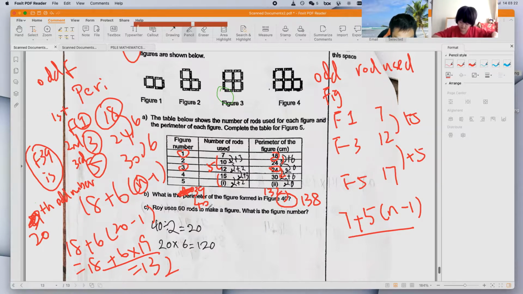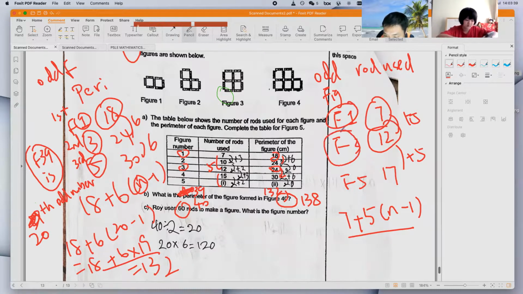So same thing, Roy uses 60 rods. 7 is the first odd. 12 is the second odd, right? Then 17 is the third. So you can actually count. 7, 12, 17. So you plus another 5 is what?